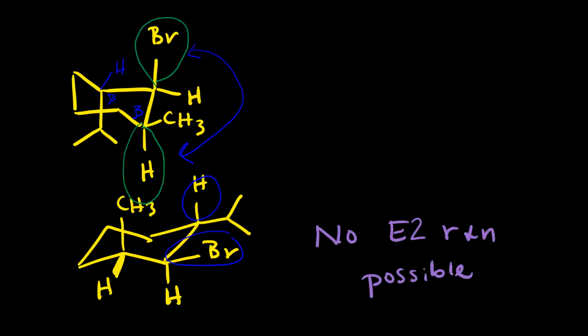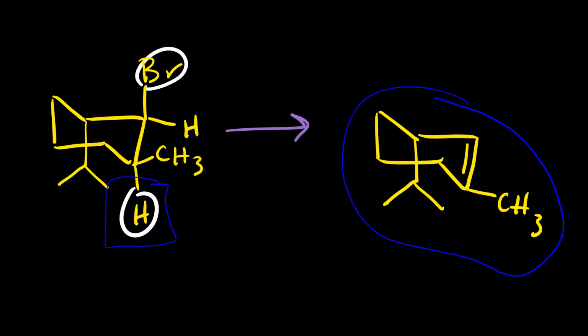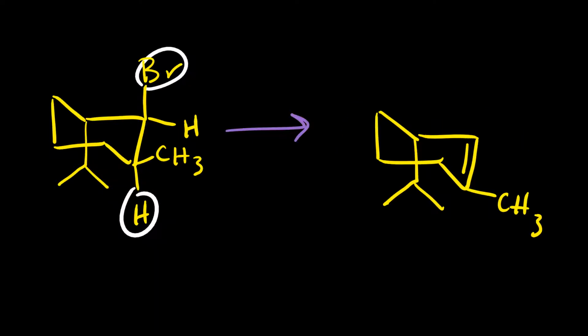Therefore, you only end up with one product. The only possible product will be the one shown here, where you get the elimination of the proton at this position. And if you think about it, that makes sense, because the proton that's actually back here, these are cis to one another, the bromine and this proton. It's just sometimes a little bit trickier to see that in the chair conformation.